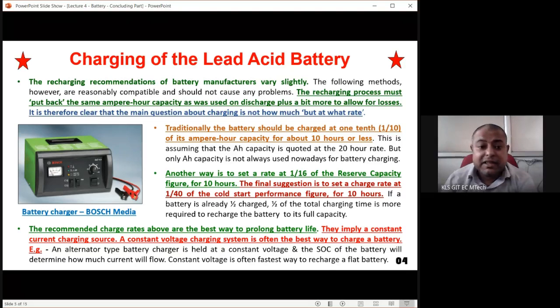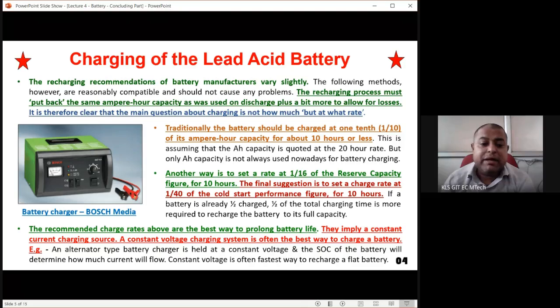Example, an alternator type of battery charger. So alternator is nothing but an AC generator. Alternator type of battery charger is held at a constant voltage, and the SOC of the battery will determine how much current will flow. So there is an automatic, very smart charging kind of mechanism we will be seeing later on. Presently there is 60% charge in the battery, we want to go to 100%, we want the best prolonged life for the battery, then how much should be the charging rate by constant voltage charging? That will be decided by the smart charger.